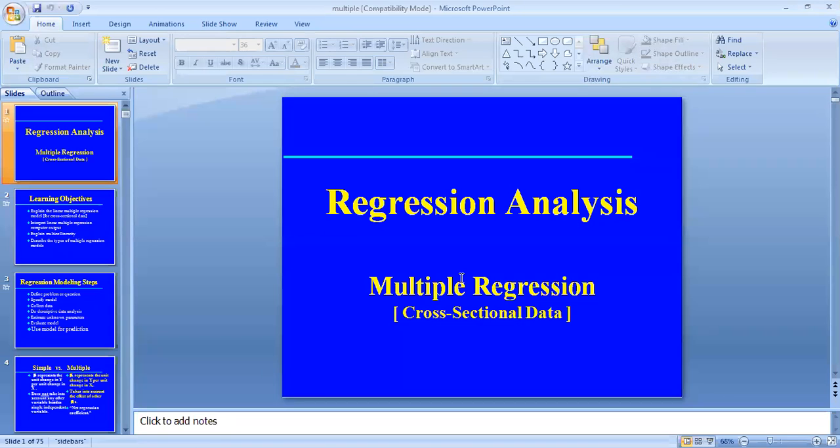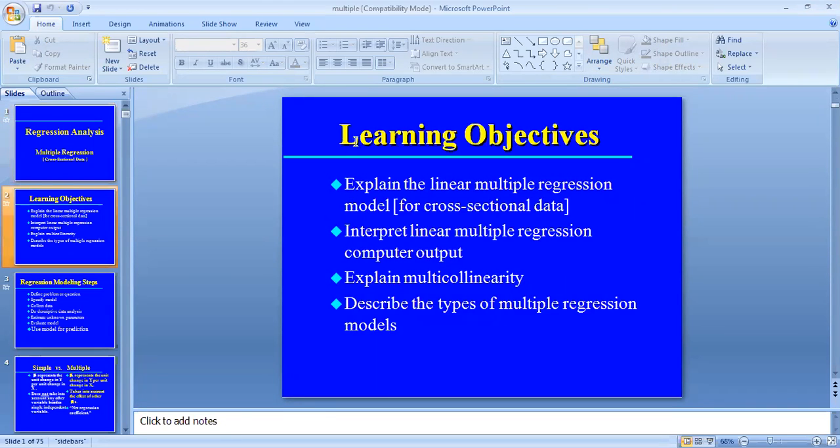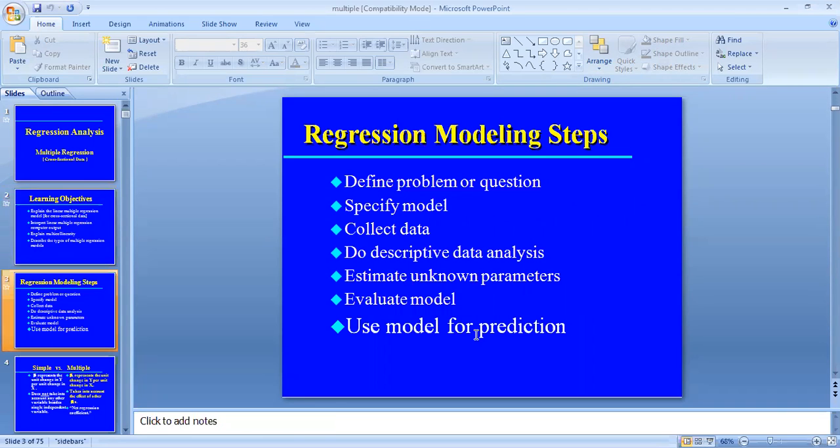Okay, actually, we are going to review regression analysis. This explains the linear multiple regression models, how to interpret linear multiple regression, compare computer output, explain multicollinearity, and describe the types of multiple regression. Actually, define a problem, specify the problem, collect data, etc. You have to use these for making a problem in a regression model.